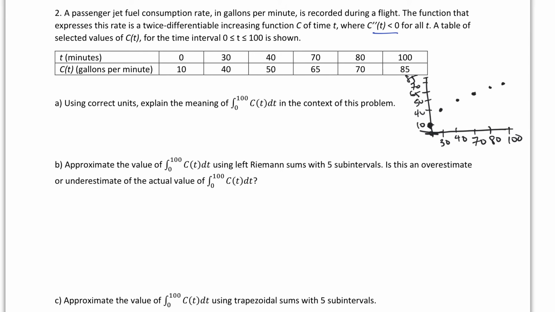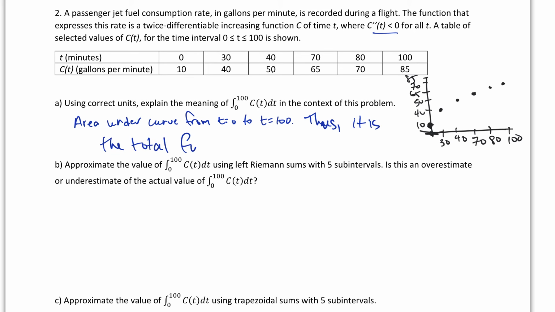Using the correct units, explain the meaning of this in the context of this problem. So it's the area under the curve, right? We know the basics of it. Area under the curve from t equals 0 to t equals 100. But really, what specifically does it mean? Thus, it is the total fuel consumption from t equals 0 to t equals 100 in gallons.